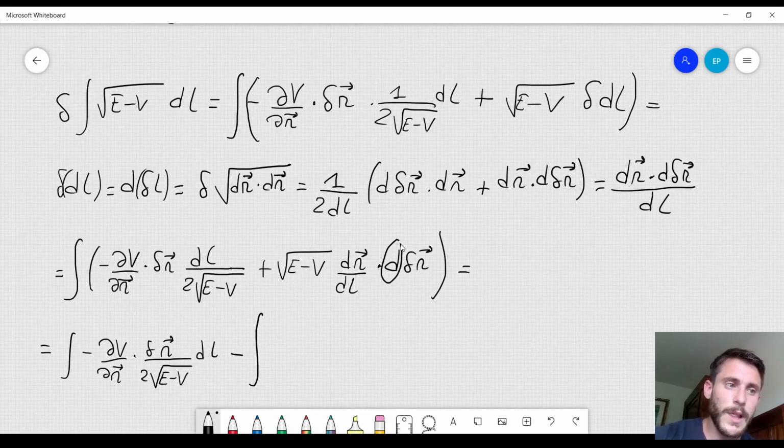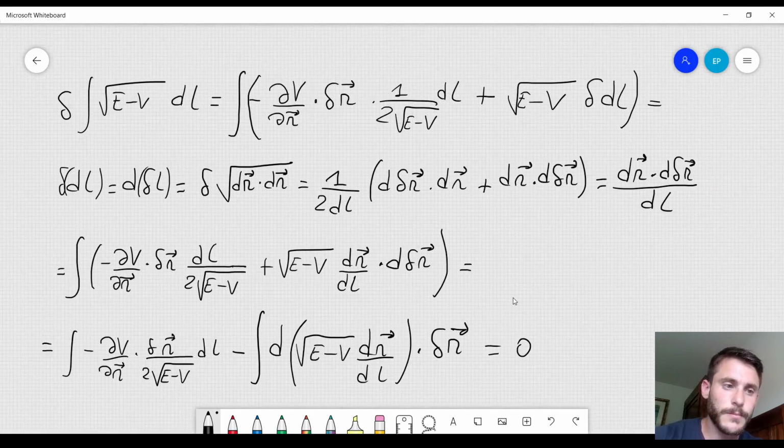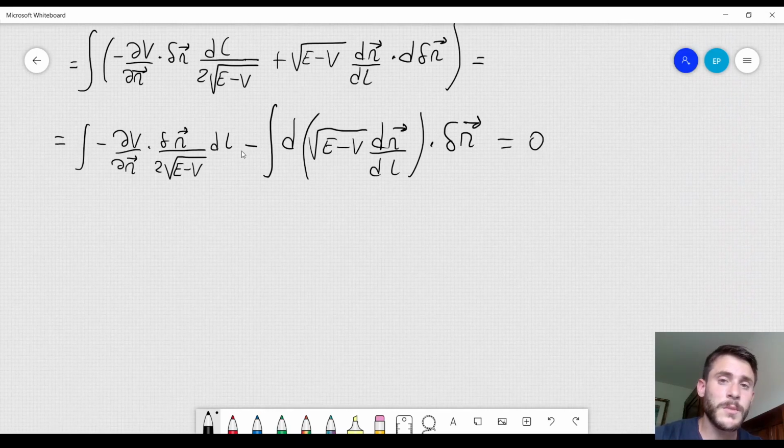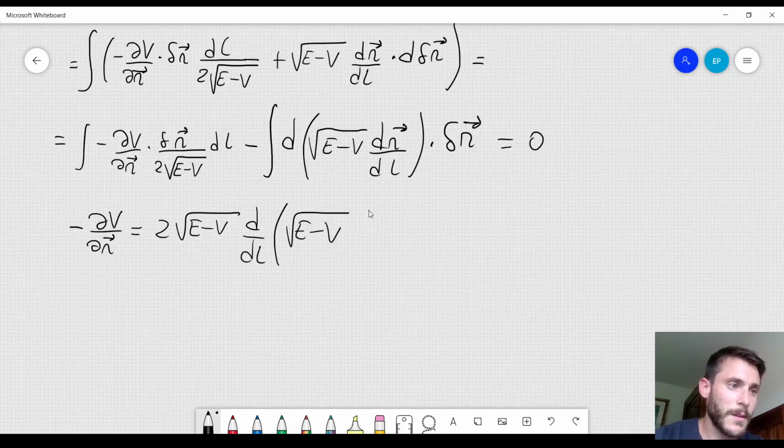This differential now will act on this. So I have differential of square root of E minus V dr over dl dot product variation of r. And this must be set equal to 0. But now, since the variations are all independent and arbitrary, the term that multiplies the differential delta r can be set equal to 0. So we get that minus dV over dr is equal to 2 square root of E minus V d over dl of square root of E minus V dr over dl.